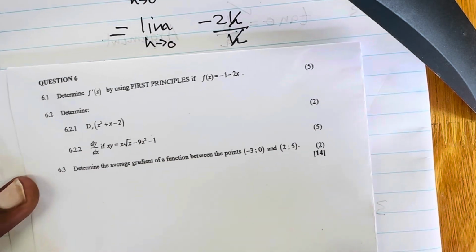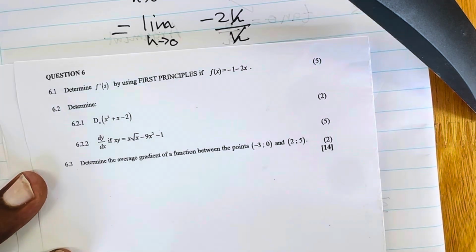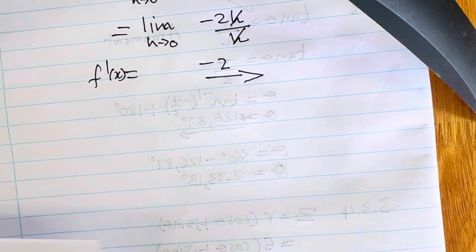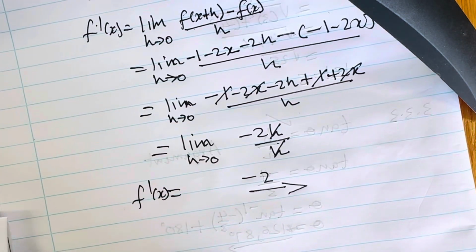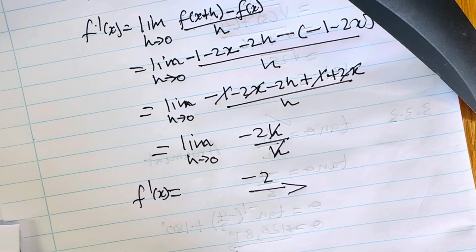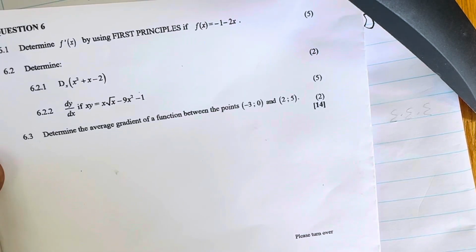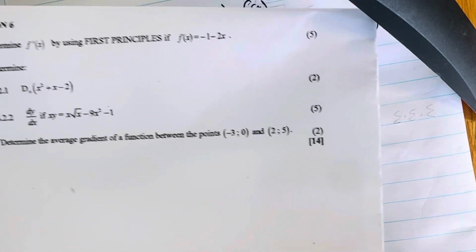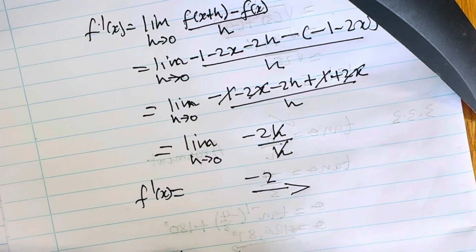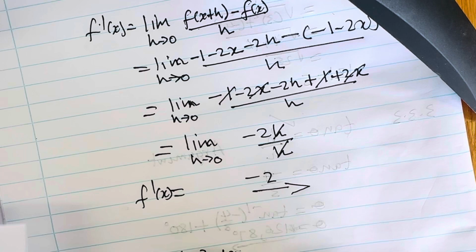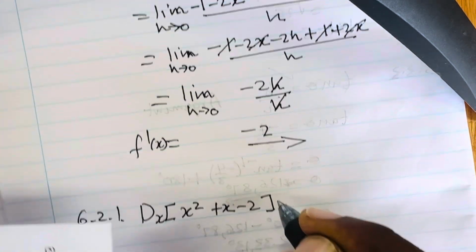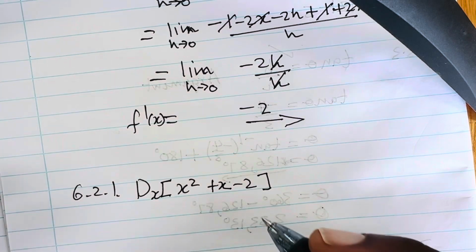Let's get to the rules now. 6.2, 6.2.1. Let's write the question. 6.2.1, we're given f of x equals x squared plus x minus 2, close bracket. This is what we are given.